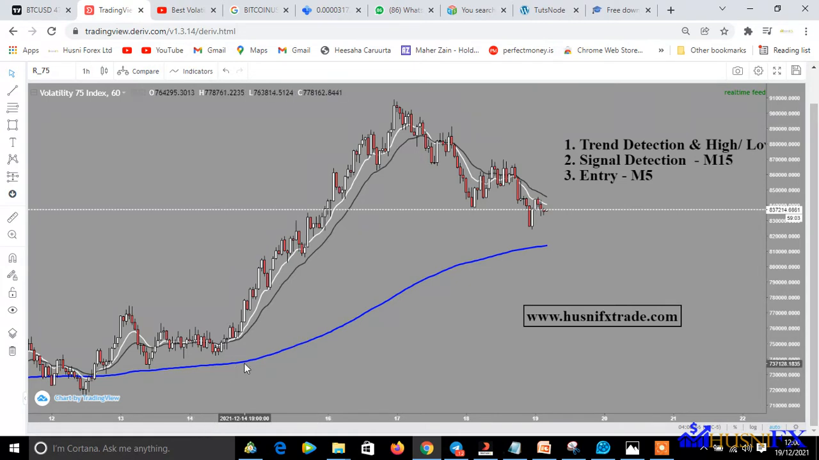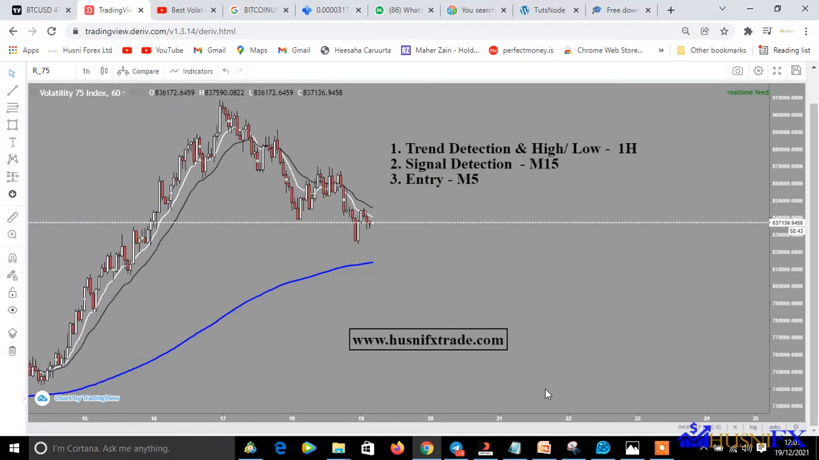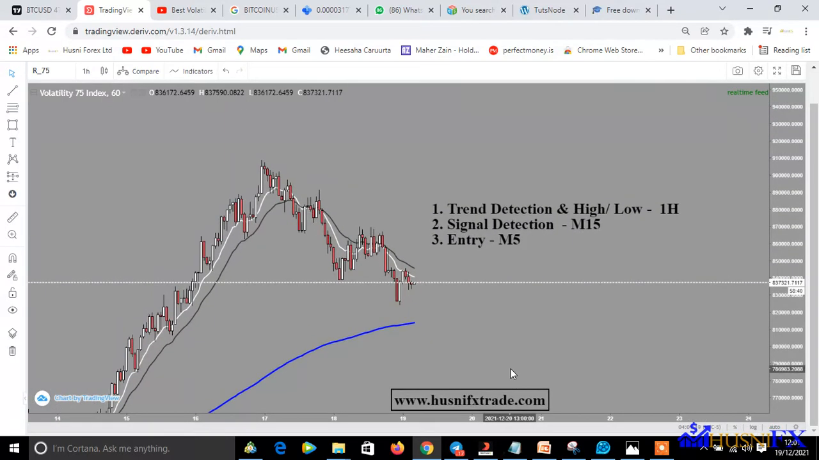If I give you some tips, this EMA 200, exponential moving average, I am using for trend detection and also confirmation. These two moving averages, I'm using for the detection of signals and also for entries. So how do we want to scalp the VIX 75? Number one, we have to understand these three things and always follow them in order to detect and scalp this market.